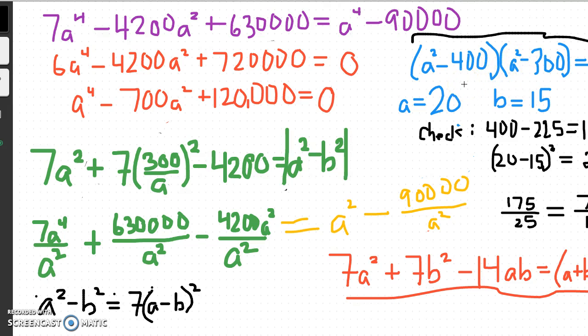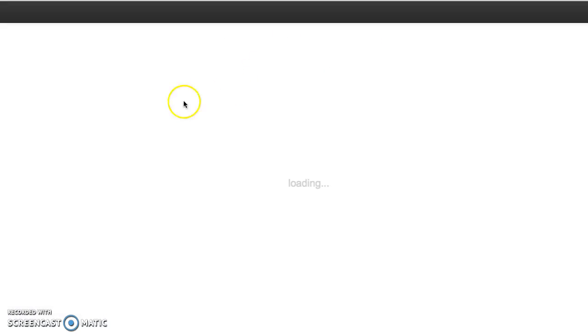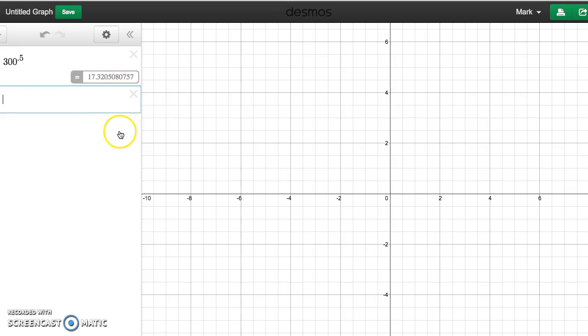Now, I didn't really explore the square root of 300 being a possibility, so I'll do that now. I'm going to go here. I want to find, what is the square root of 300? 17.320. All right, or 10 times the square root of 3, right?